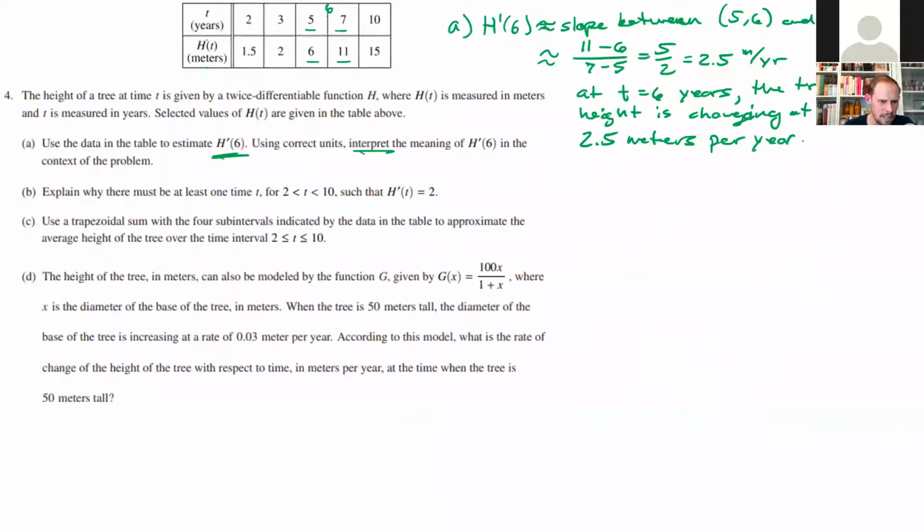All right, part B. Let me change colors here. Sure, red. Explain why there must be at least one time t between 2 and 10 such that h prime of t equals 2. Well, we're basically looking for any 2 points here such that the slope between those 2 points will be 2. And then we can say, oh, by the mean value theorem, it's basically going to happen. So we can try to go from 2 all the way to 10 and see if the slope between those two is 2. But this 1.5 and 15, that's not going to give us a nice 2.